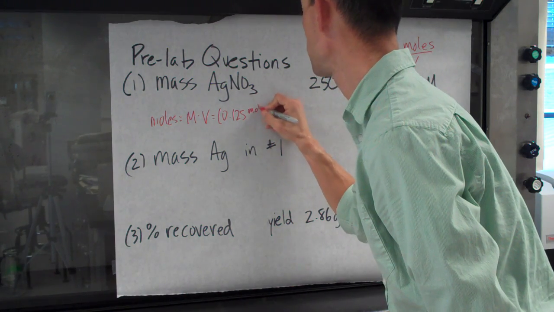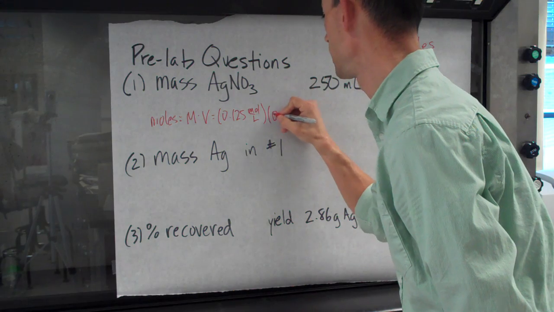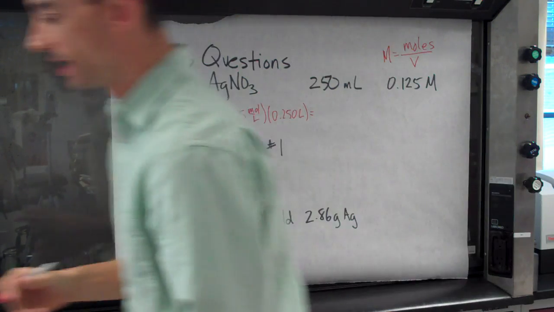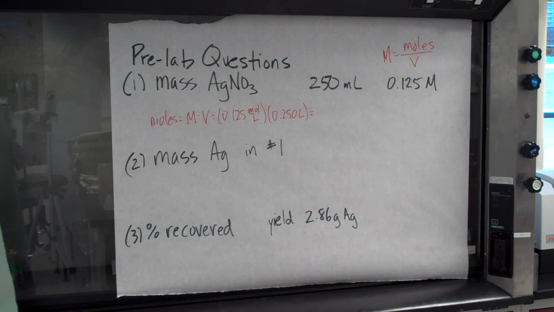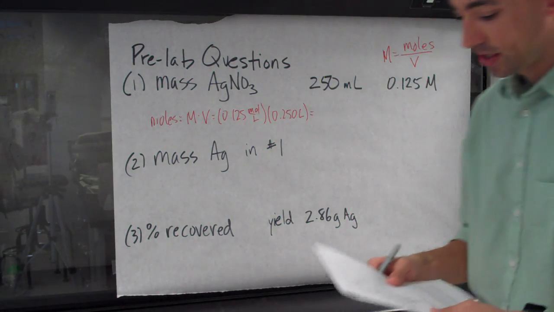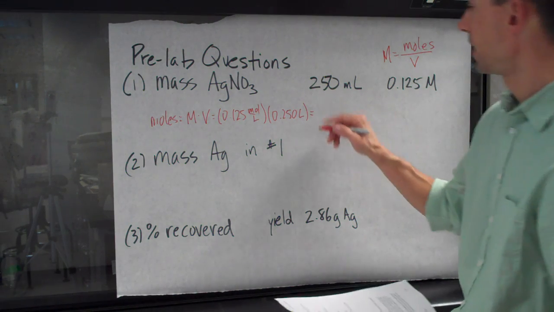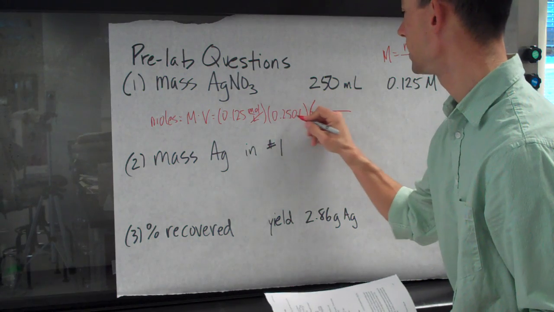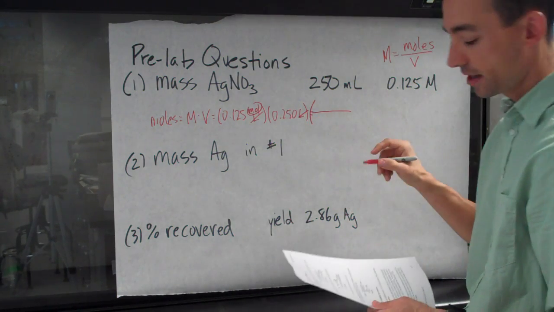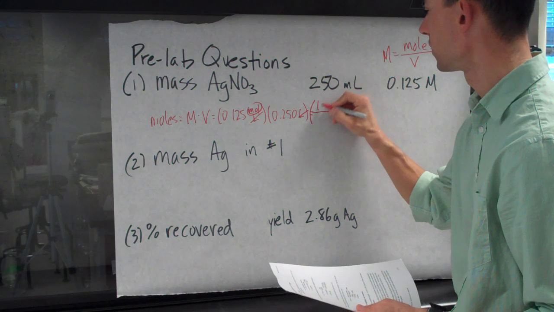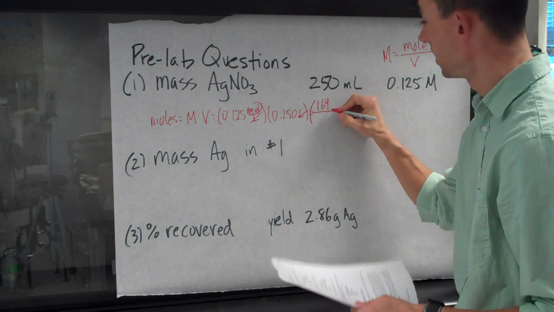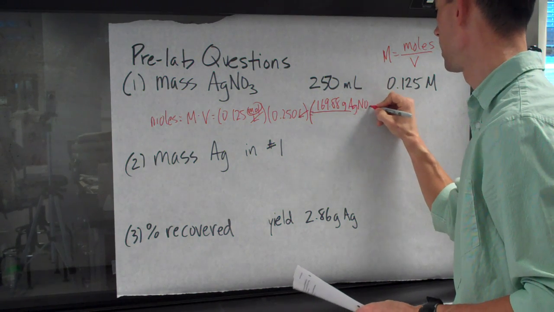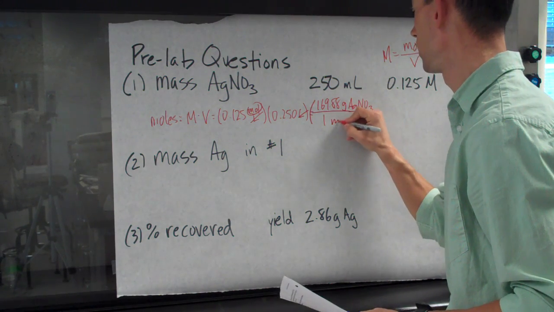So 0.125 moles per liter times 0.25 liters is our moles. And so then we could multiply. I don't even need to get the intermediate answer because I know the units here will be moles. I could multiply that by the molar mass of silver nitrate, 169.88 grams of AgNO3 per 1 mole.